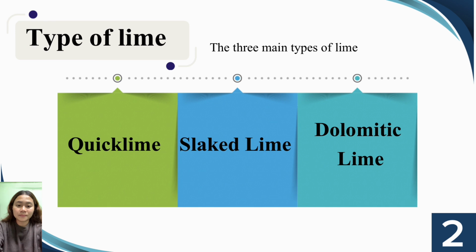Types of lime. There are three main types of lime: the first is quicklime, the second is slaked lime, and the third is dolomitic lime.